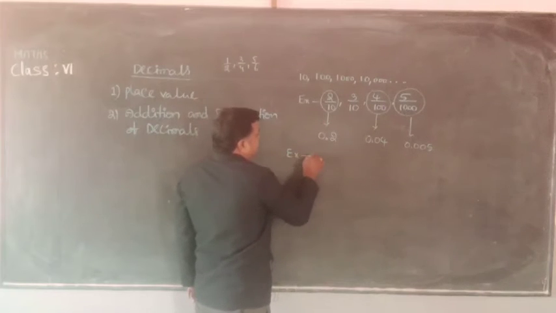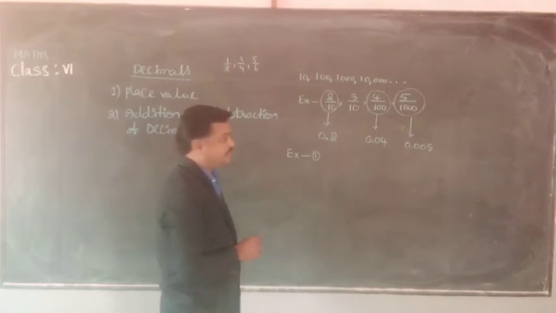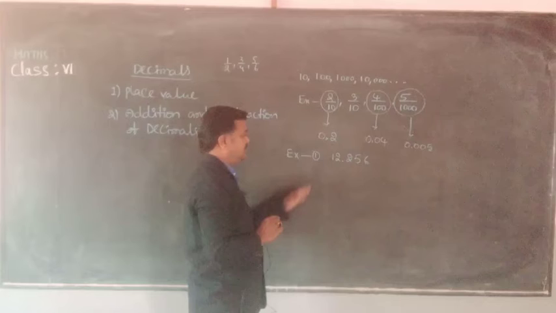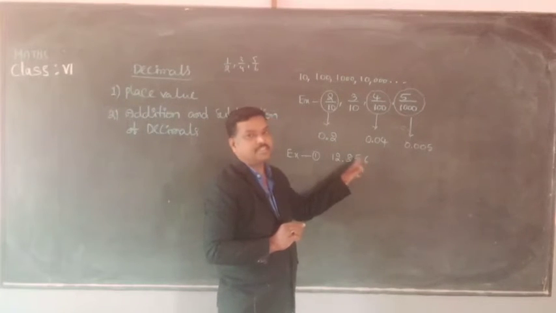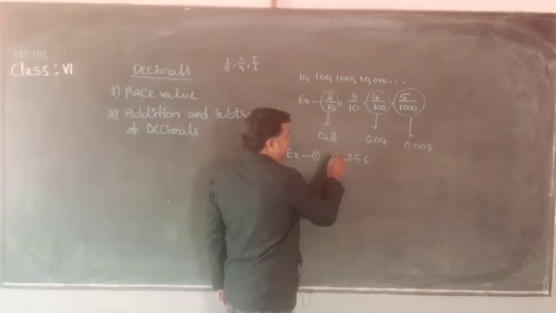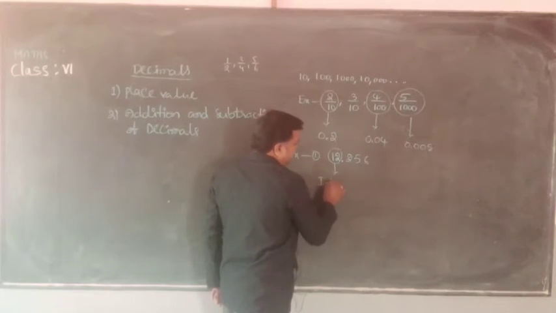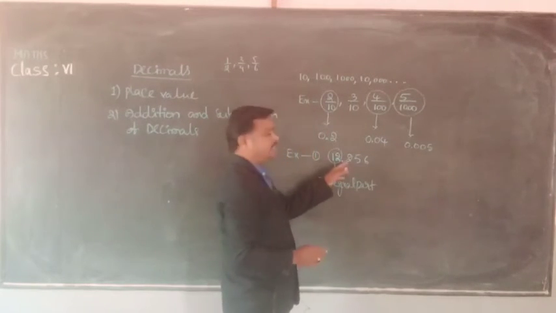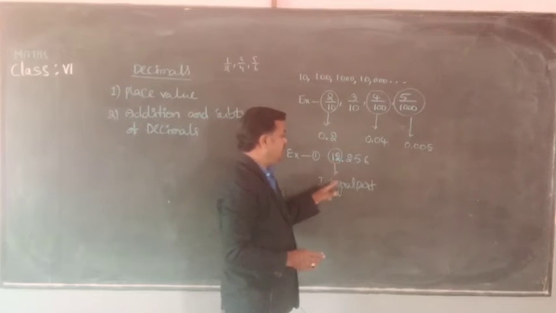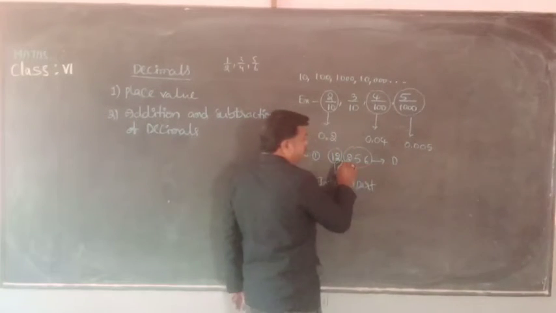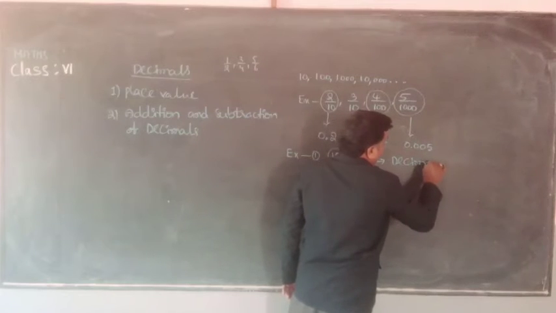Then the examples of decimal numbers or decimals. See, 12.256. 12.256, this is an example of a decimal number. In this, the left side of the decimal point is called the integral part. The right side of the decimal point is called the decimal part.